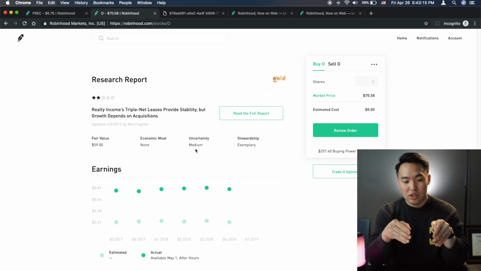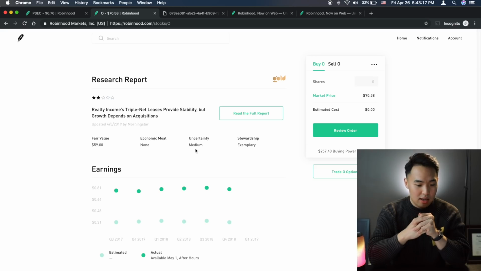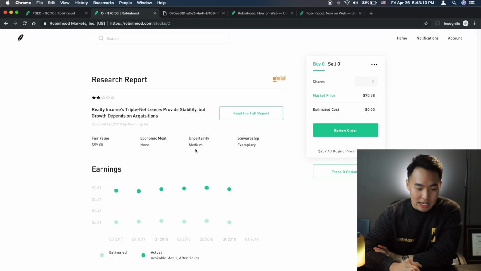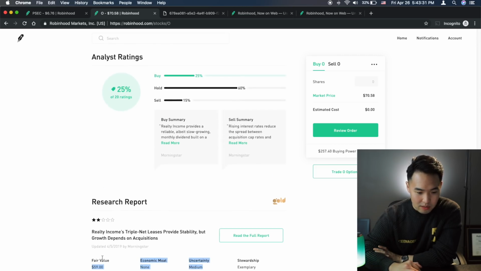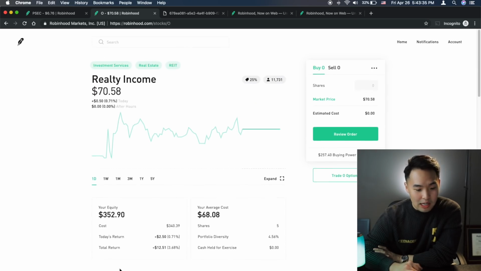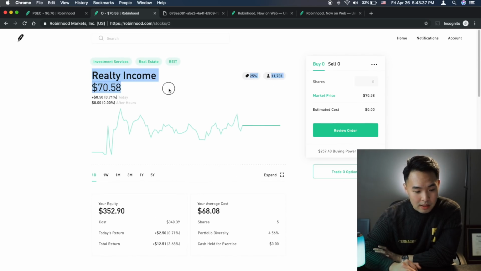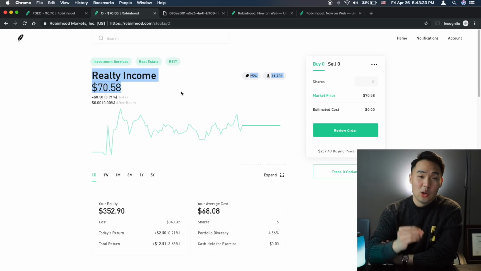So how do you use this research to make good swing trades? What I recommend you guys do is obviously do your own research, read these reports to see if you want to do any swing trading when it comes to this stock. And right here, they'll give you a fair value. The fair value of Realty Income right now is $59. And if we go to the stock price, it's at $70. So it is well above the fair value mark.